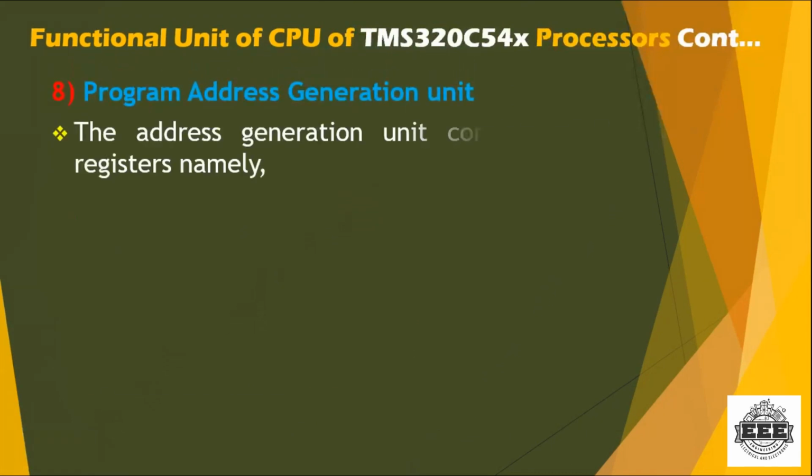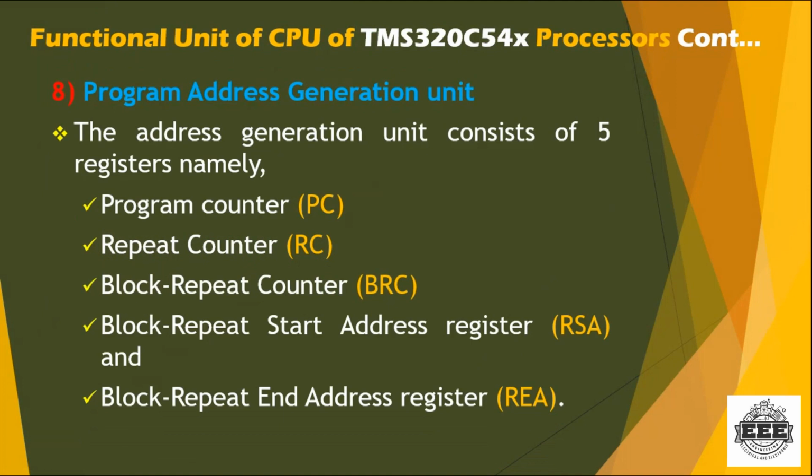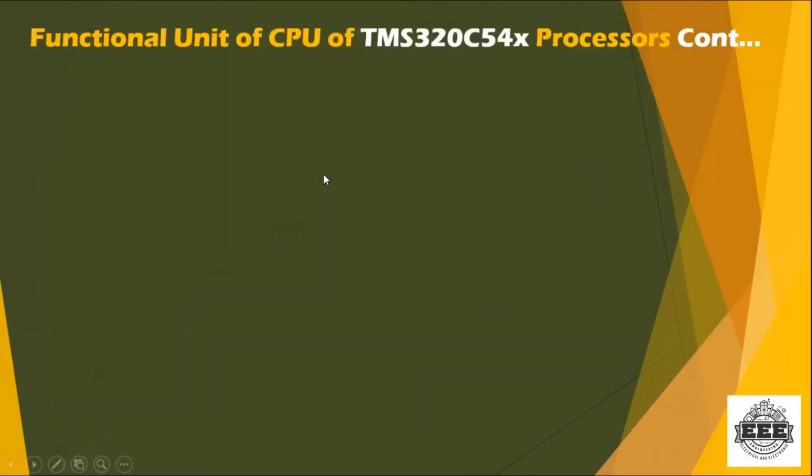The next unit is going to be a program address generation unit. The program address generation unit consists of 5 registers, namely program counter, repeat counter, block repeat counter, block repeat start address register, and a block repeat end address register. So these are the 5 registers which are present in a program address generation unit.